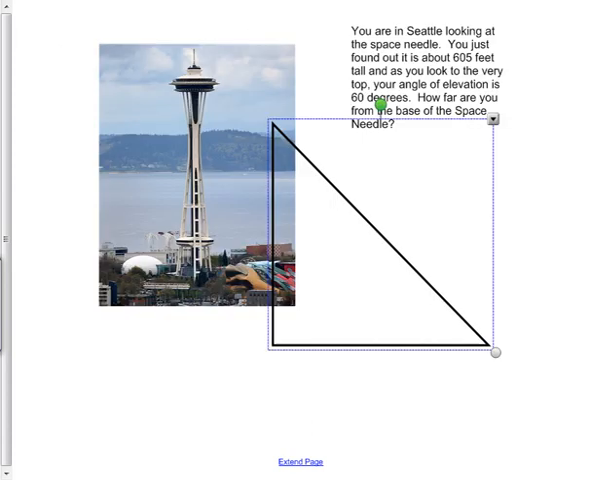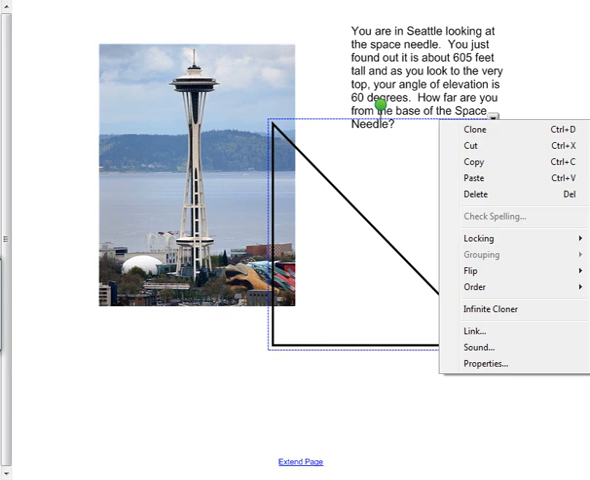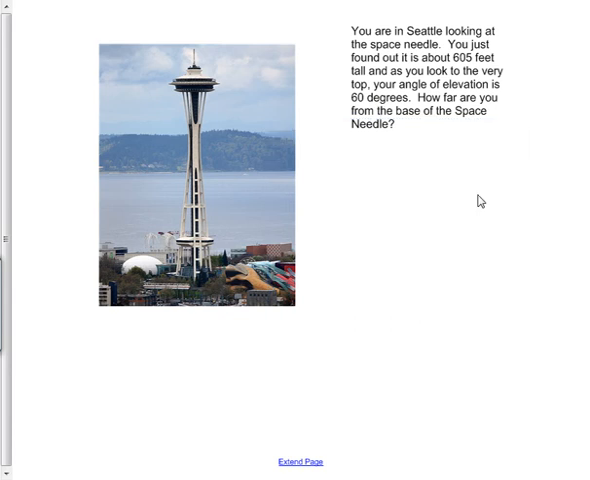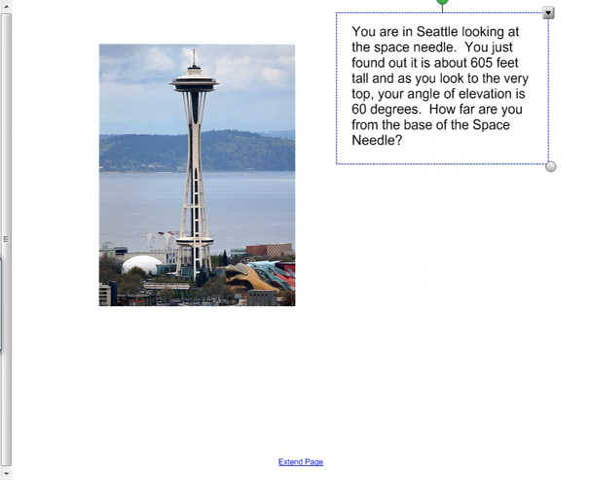Who can raise their hand and tell me if they've been to the Space Needle? Where is the Space Needle? Seattle, yes.